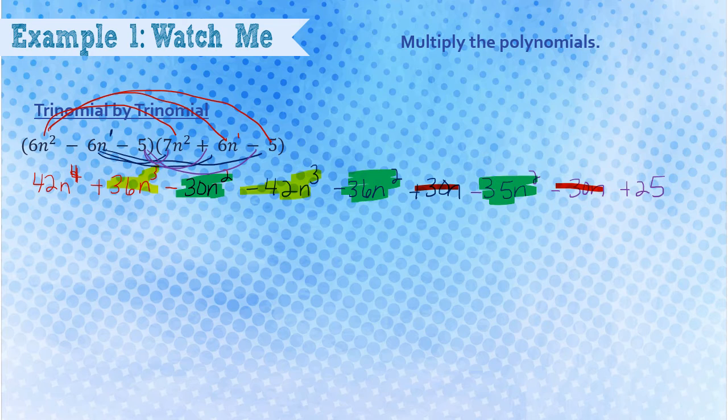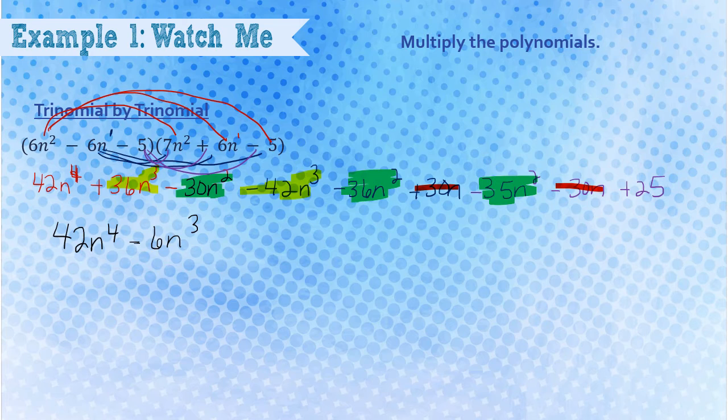There we go. And there are my n terms. All right, so let's go ahead and simplify these. So 42n squared is just going to stay as is. Now we're going to look at those n cubed terms. So positive 36n cubed minus 42n cubed is going to leave me with a negative 6n cubed.